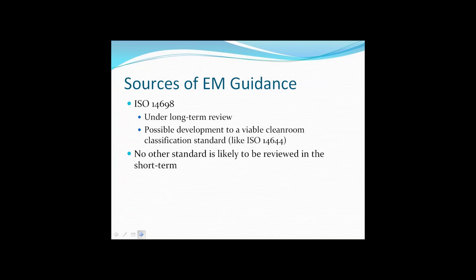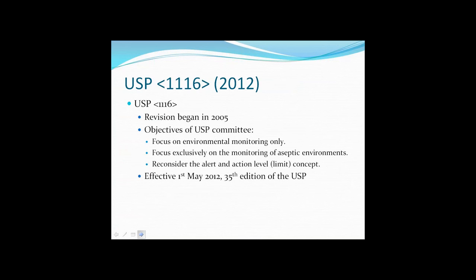Now, personally, I'm not sure that the idea of using a grid approach to classify areas at rest is a good idea. And here I think when we come on to look at the USP 1116 chapter, the USP's adoption of risk analysis is a far better approach because it's actually orientating the environmental monitoring towards the points of greatest need. But whatever happens with ISO 14698, it will be important that it is embraced by regulatory agencies for it to be of any use.